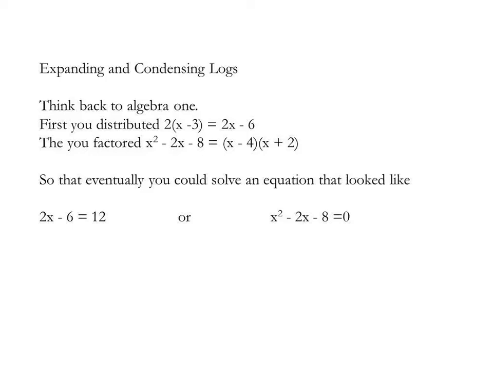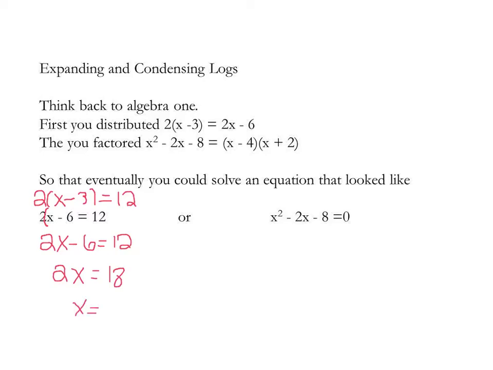So first of all, I'd like you to think back to Algebra 1. In Algebra 1, you distributed, like 2 times x, and then 2 times 3 is 2x plus 6. And then you learned to factor. But distributing and factoring didn't really do anything. They were just practice, so eventually you could use distributing to solve an equation that looked like this. 2 times x minus 3 equals 12 becomes 2x minus 6 equals 12 becomes 2x equals 18 becomes 9.